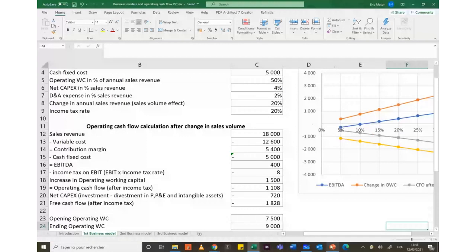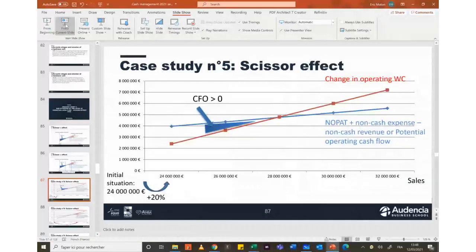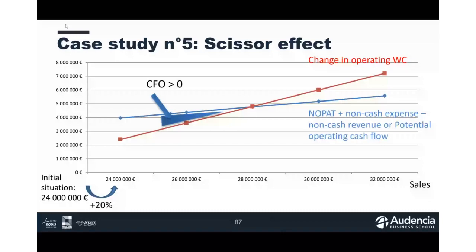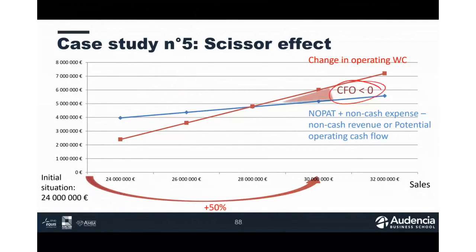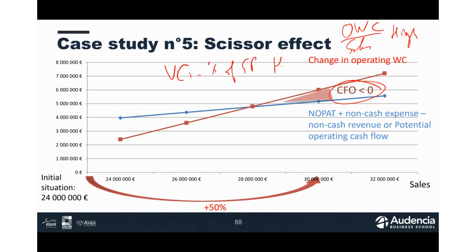So we can have a very bad situation, because of the growth rate in the sales revenue, we transform positive operating cash flow into negative operating cash flow. Because the operating working capital divided by the sales is very high, because the variable cost in percentage of selling price is very high. So thanks to the increase in the sales volume, what we need to do is to reduce this one. We need a reduction in this one.